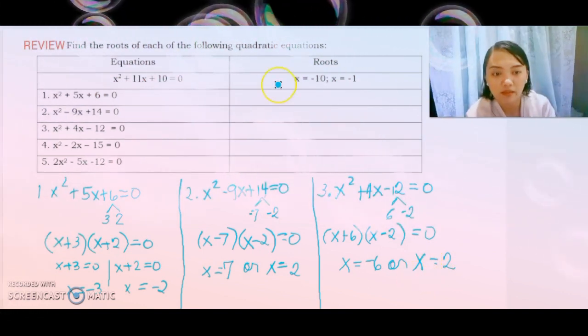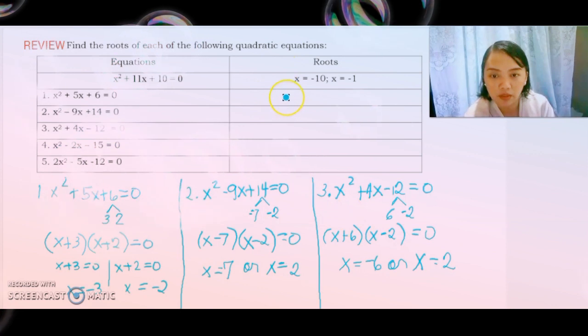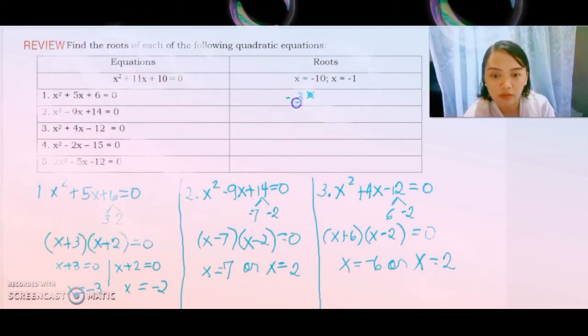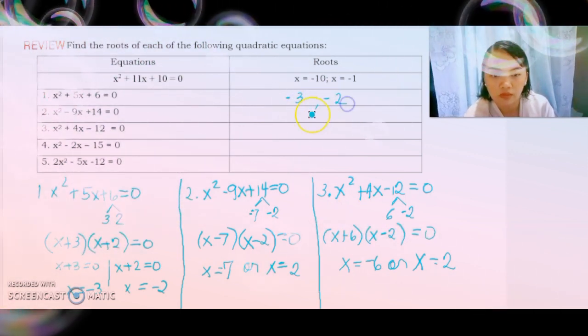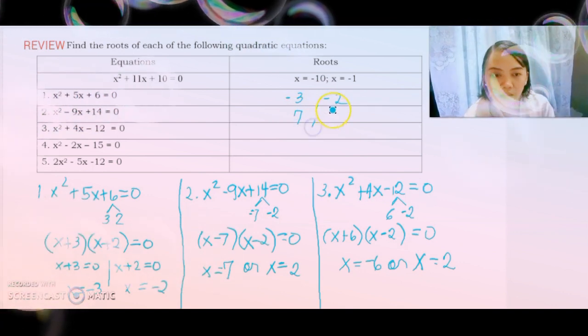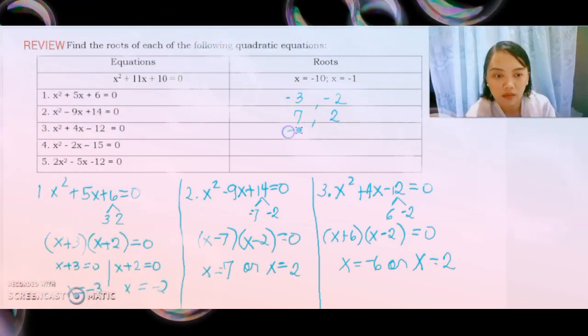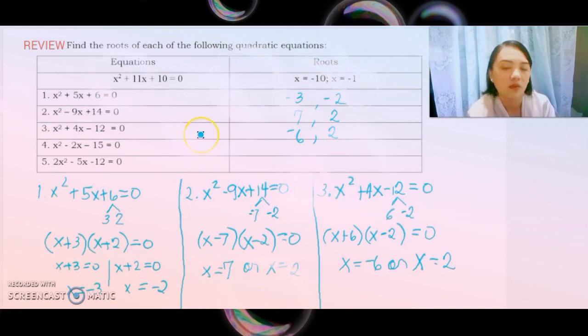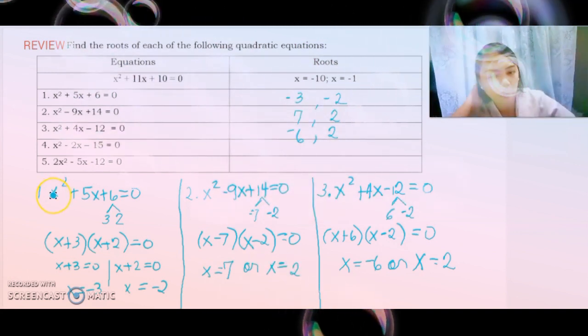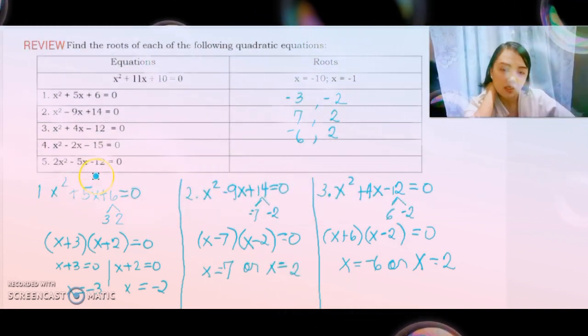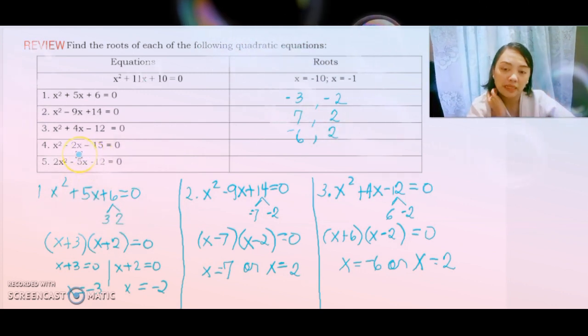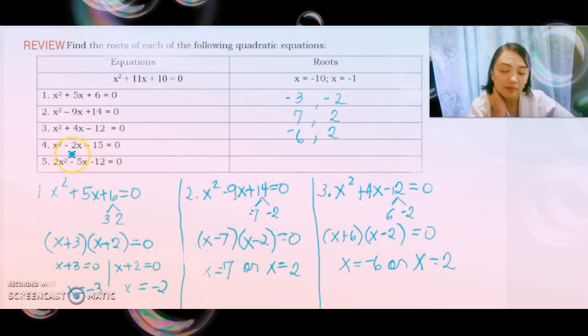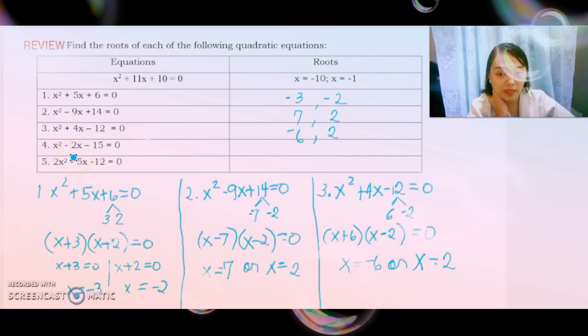Okay, let us write these down first. We have negative 3, negative 2. Positive 7, positive 2. Negative 6 and positive 2. Now this one, x squared minus 2x minus 15. What are the factors of 15 that when added give negative 2? Negative 5 and 3.